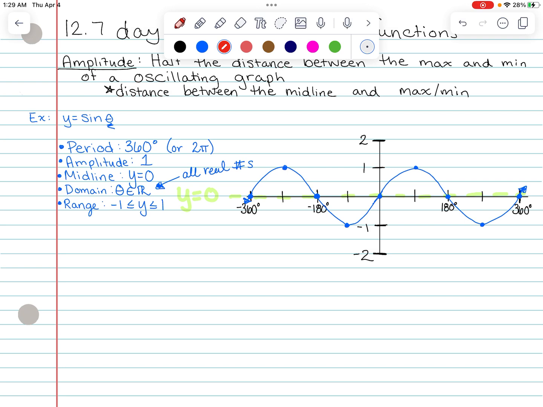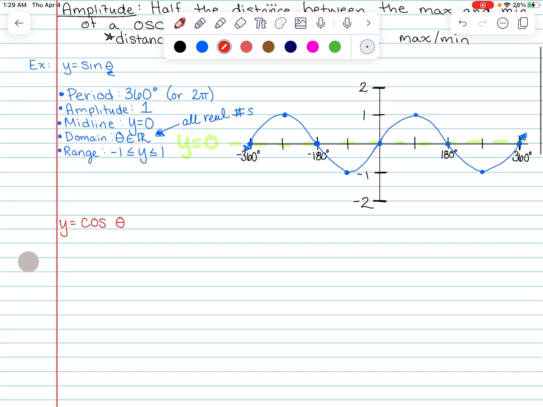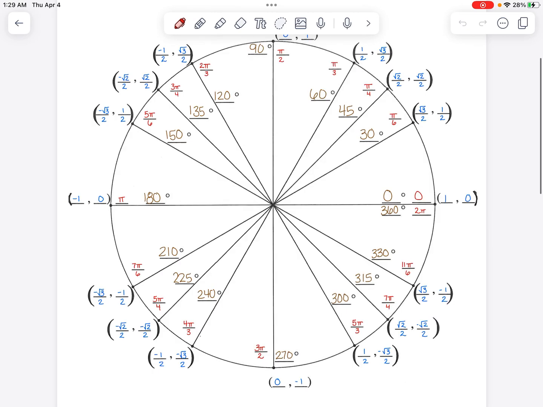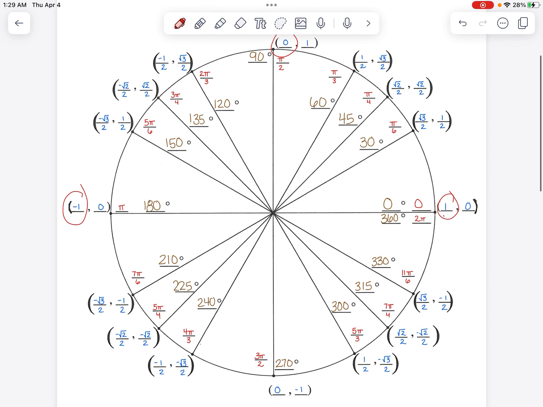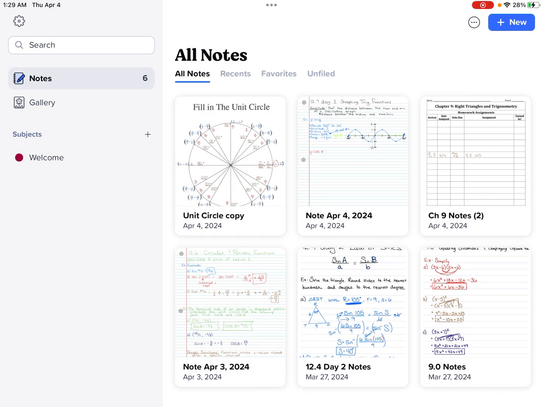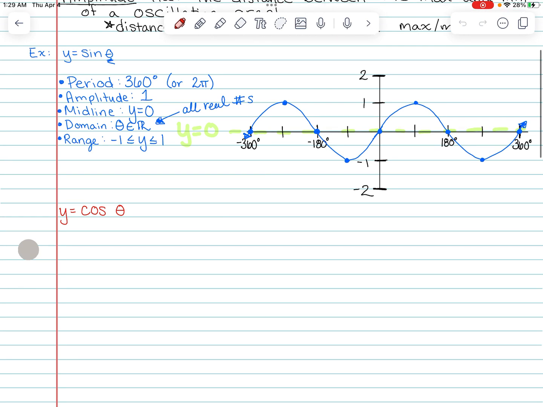Cosine graph looks very, very similar, because a cosine function does a lot of the same things. If I look at my unit circle, cosine starts at 1, decreases to 0, decreases further to -1, increases to 0, and continues to increase to 1. So it does a lot of the same things, it just does them at different places.